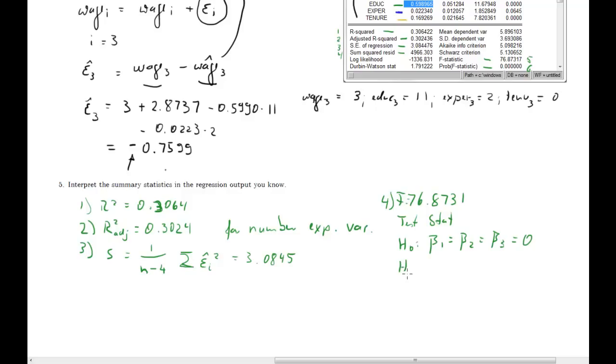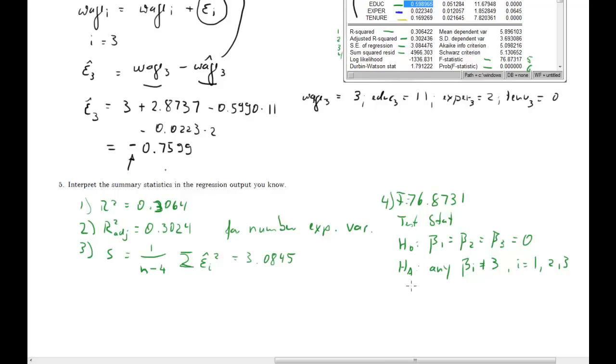And the alternative hypothesis is that any beta i is unequal to 0, where i is either 1, 2, or 3. Or in other words, any of these three coefficients is unequal to 0. That means at least one of the explanatory variables, but perhaps also 2 or 3, are indeed relevant to explain variation in VH. So the F stat is a test statistic to test this hypothesis.